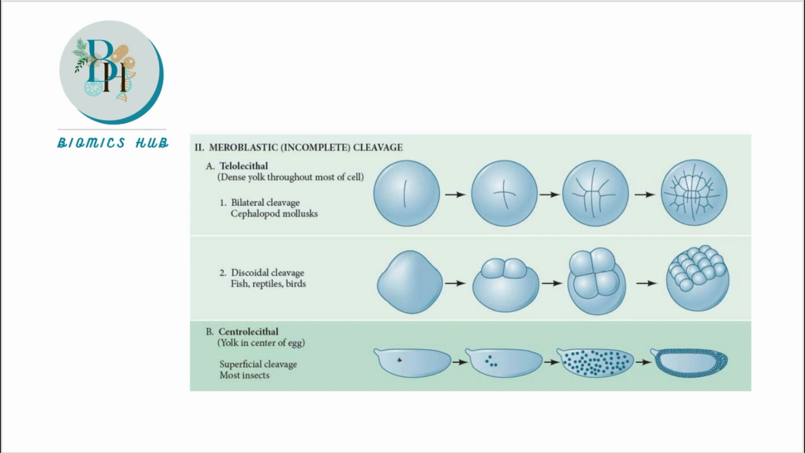What do we mean by superficial? In the superficial cleavage, the nucleus is dividing, but the cytoplasm is not dividing. That means the cell wall is not forming. It forms after multiple nuclei have divided.